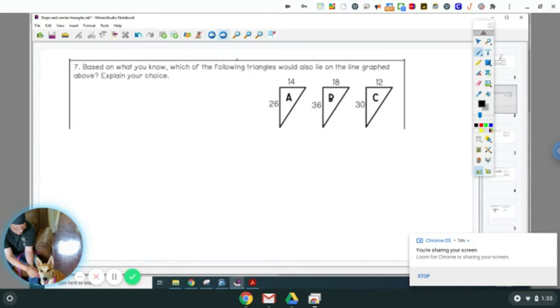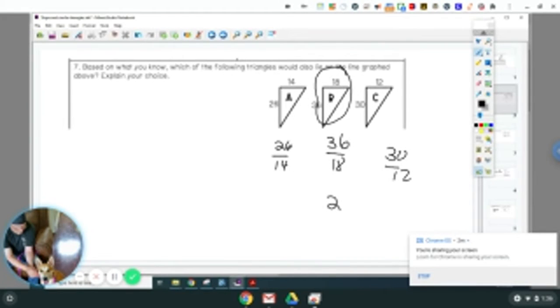So it says, based on what you know, which of the following triangles would also lie on that line? So basically what we're trying to do is just figure out which one of these equals 2. So this would be 26 over 14, which does not equal 2. And then you have 36 over 18, which simplifies down to 2. So this one's correct. And then you have 30 over 12, which is not equal to 2. So B is the correct triangle.